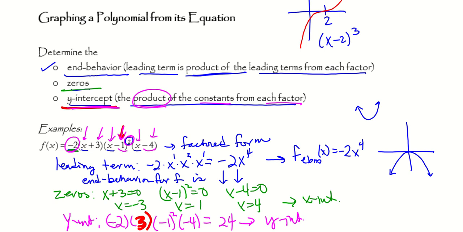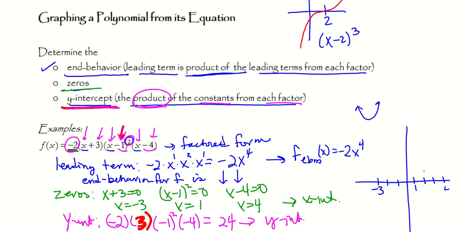So putting those together, this is what we've got. I'm going to erase this so I've got a little more room here, and I'm going to do a little sketch of my graph. I know I have x-intercepts at -3, at 1, and at 4. I also know that I have a y-intercept at 24. And I know that my end behavior is down, down. So it's going to go down at the left and down at the right.